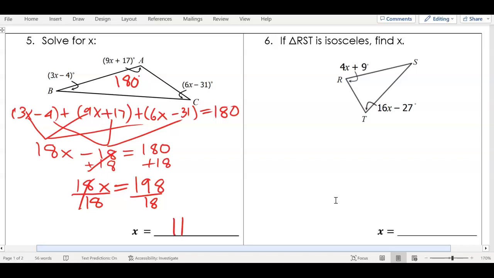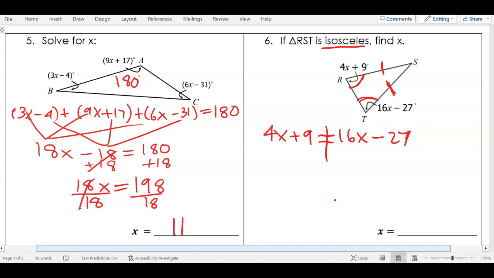Cool. All right, on number 6, it says if RST is isosceles. Now, isosceles means you got two congruent sides, which means you have two congruent angles. And if those angles are congruent, I can set them equal. 4x plus 9 equals 16x minus 27. And then we can solve. This time, we're not combining like terms because x is on different sides of this equal sign.